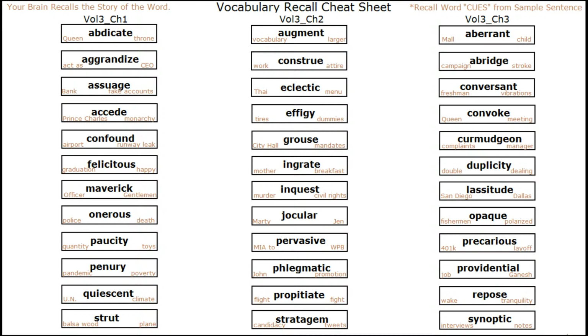Felicitous, graduation, that means happy or ceremonious. If you remember Officer and a Gentleman, the sample sentence had to do with the main character stating he didn't really have anywhere else to go, so he was a maverick as far as taking to military service. Onerous has to do with something very, very difficult, and the tribulation of police officers having to disclose a death at 2 a.m. at a family's house. Paucity had to do with the small quantity of toys. Let's see. Pandemic had to do with poverty, penury.